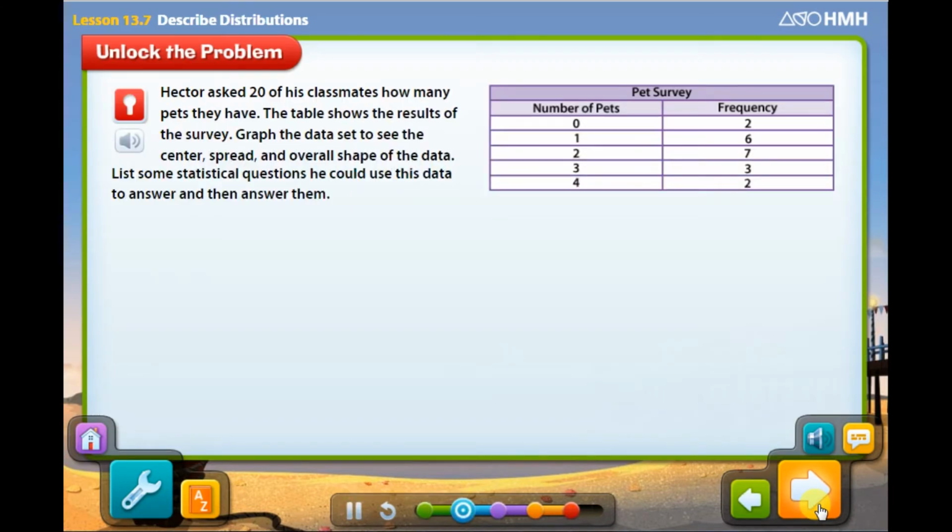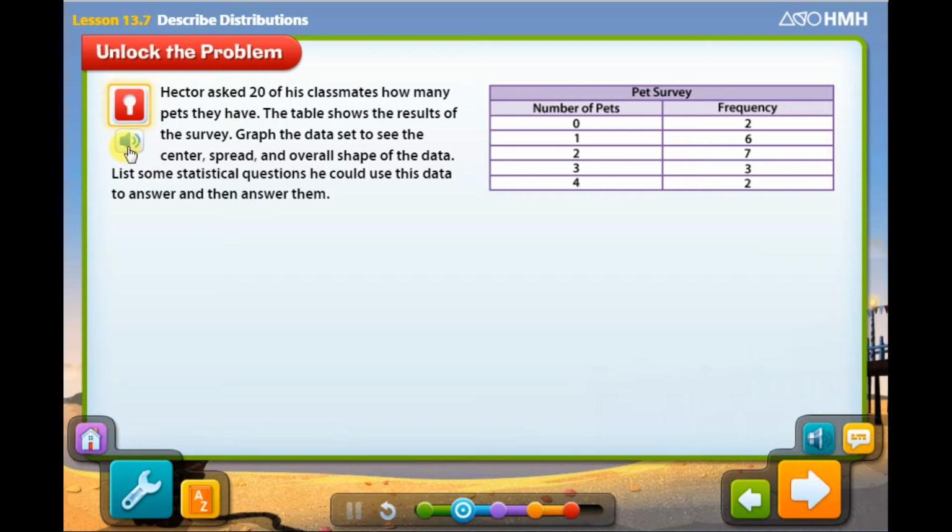Here's a problem that asks you to graph a data set to answer a statistical question. So first we need to graph the data by using this table, the frequency table. And the best graph to describe the frequency of data is the line plot. So let's graph the data first to answer some statistical questions.